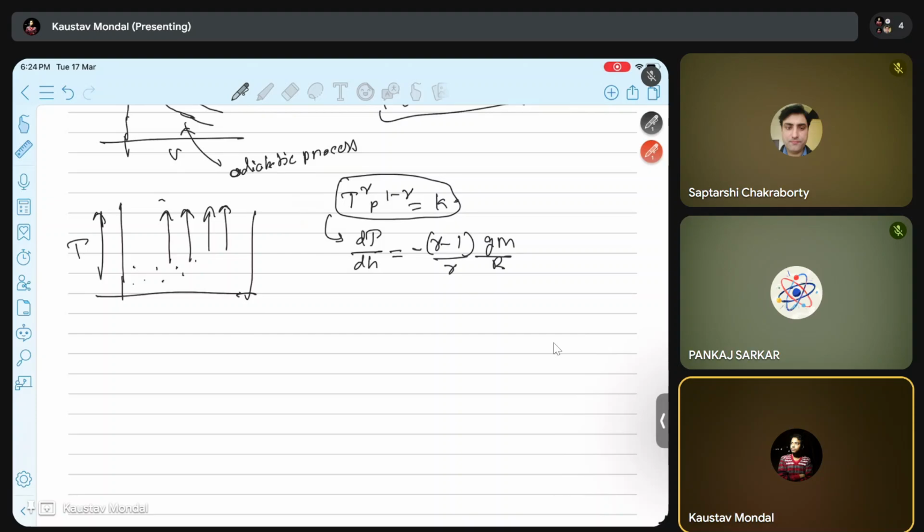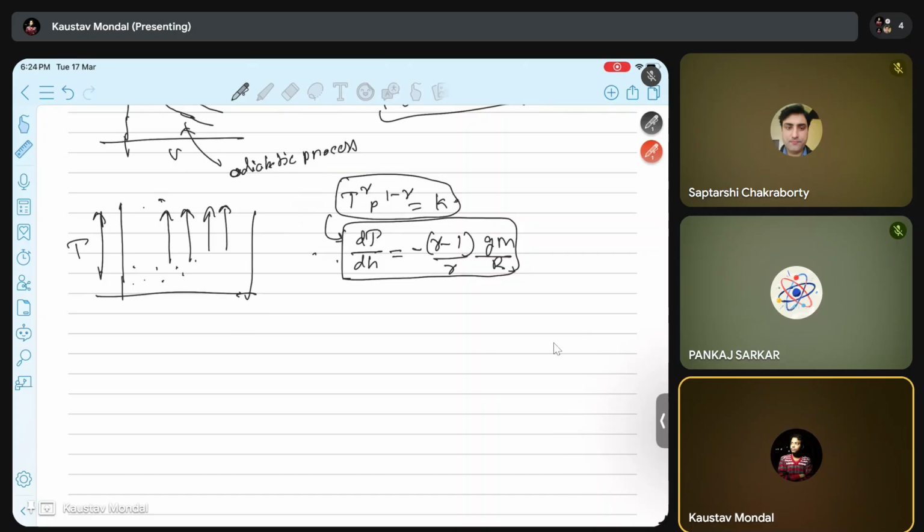This is a very useful relation. What it tells us is how the temperature changes with height, as you gradually move from low altitude to high altitude. That relation is given by this equation.